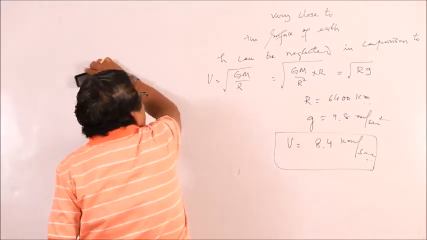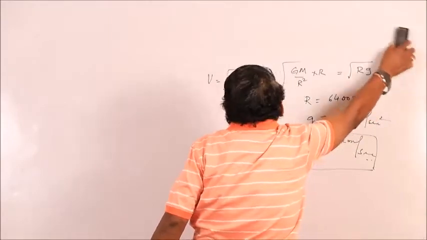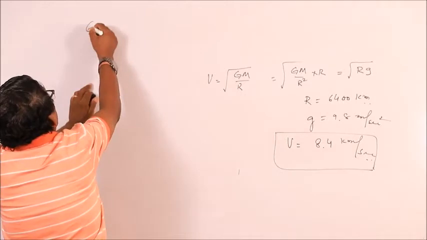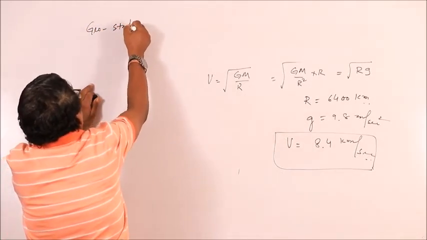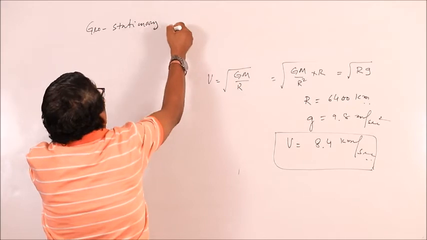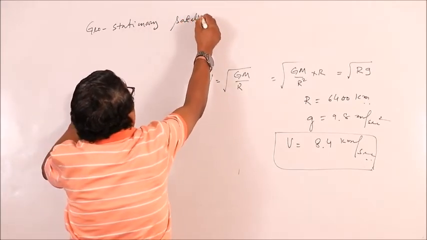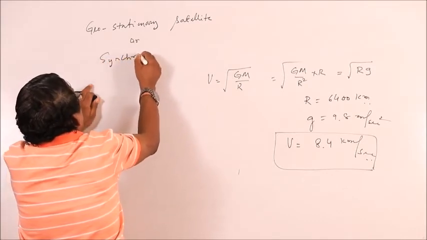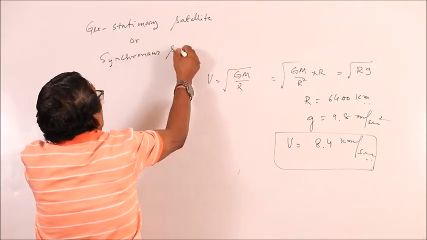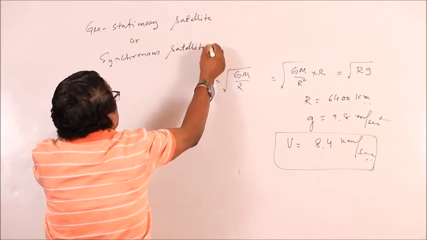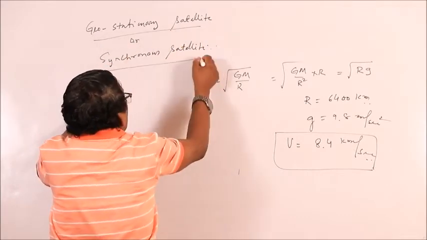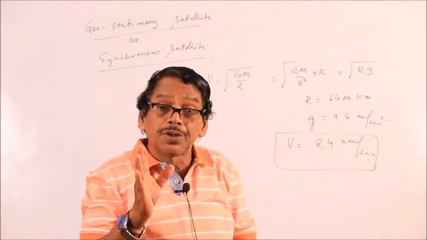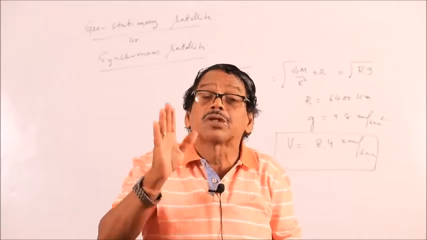Now, see a geostationary satellite, or synchronous satellite. What does it mean by a geostationary satellite or synchronous satellite? A geostationary satellite is that satellite which appears to be stationary when seen from the surface of earth.